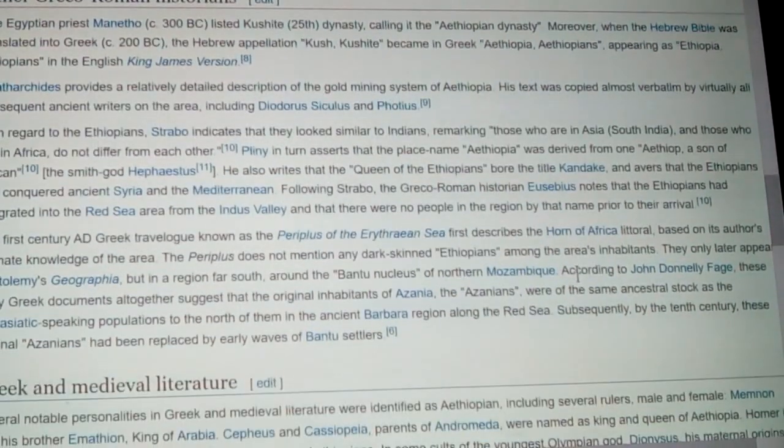With regard to Ethiopians, Strabo indicates they look similar to Indians, remarking those who are in Asia, South India, and those who are in Africa do not differ much from each other. Pliny in turn asserts that the place name Ethiopian was derived from one Ethiop, a son of Vulcan, the smith god Hephaestus, and that he would have been burnt from having his face in front of the forge so long.